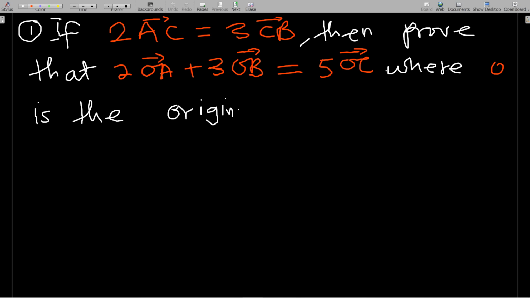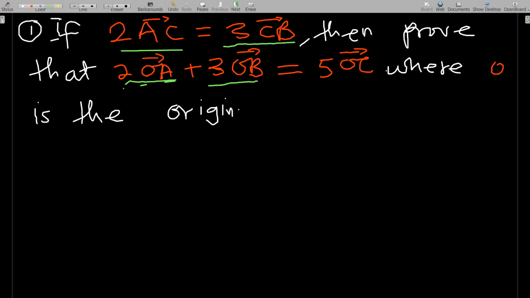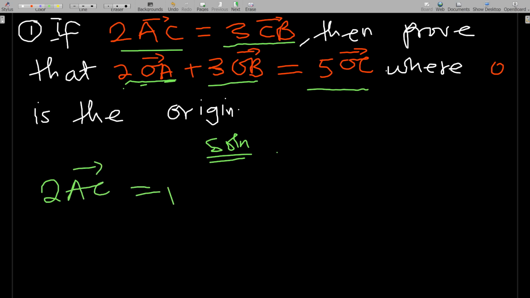Okay, so the first question says that if 2AC equals 3CB, then prove that 2OA plus 3OB equals 5OC, where O is the origin. So here the solution is very simple. What you have to do is use position vectors. We have 2AC equals 3CB.